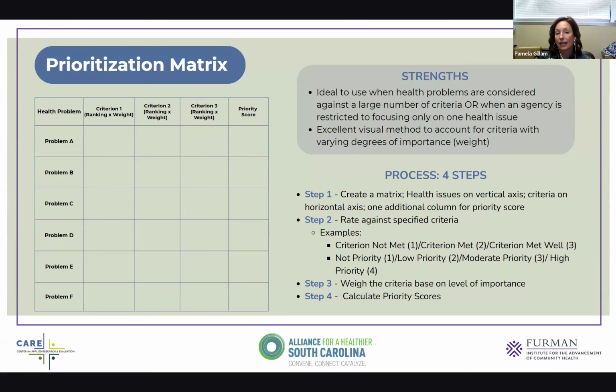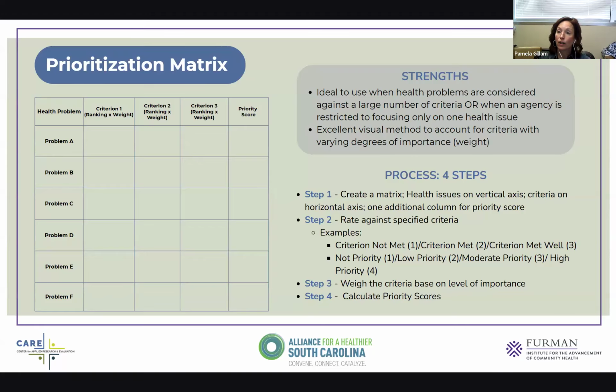What I like about it is it's for a large number of criteria, and it's also if maybe an organization has only one health issue or just a very limited number of health issues they're going to work on. This is a great method to help prioritize the issues. So there are primarily 4 steps. One is you have the matrix. On the vertical axis, you list the health issues. On the horizontal axis, you're listing the criteria.